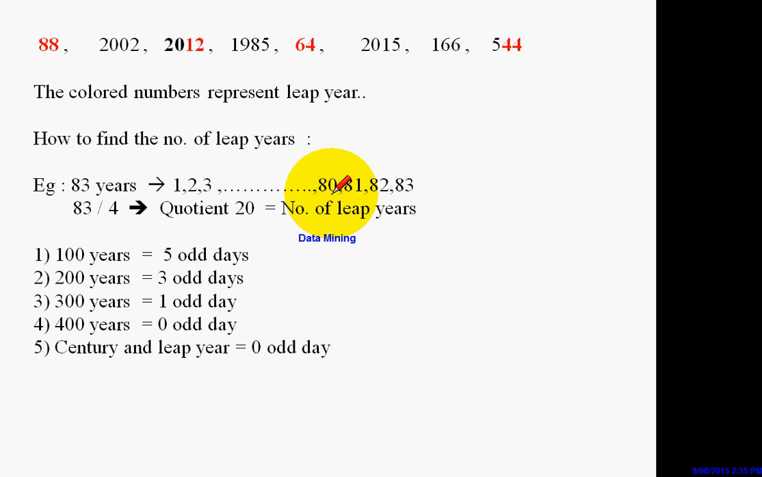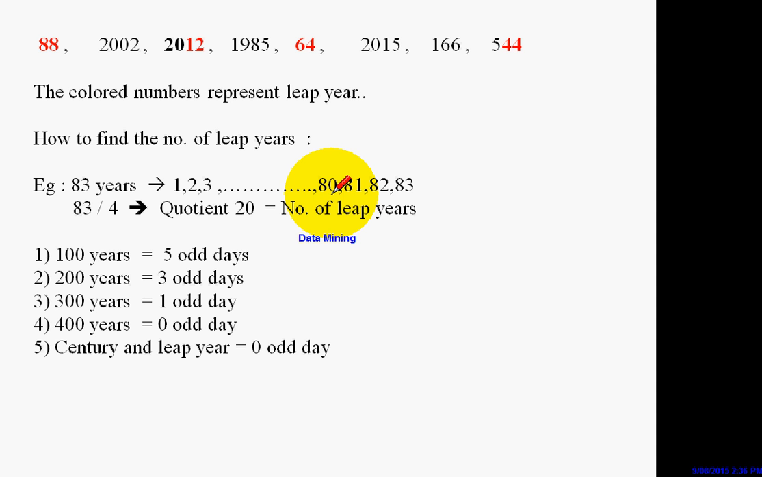88 is an exact multiple of 4, and in 2012, 12 is a multiple of 4, 64 is a multiple of 4, again 44 is a multiple of 4. So while you divide this value by 4, you will get the remainder as 0. So we can say that those years are leap years.